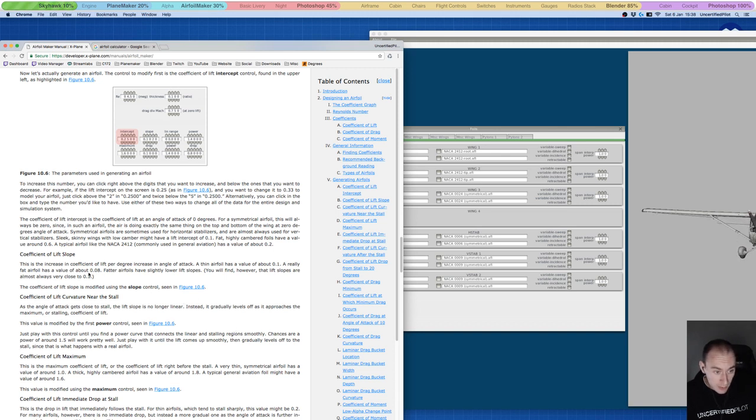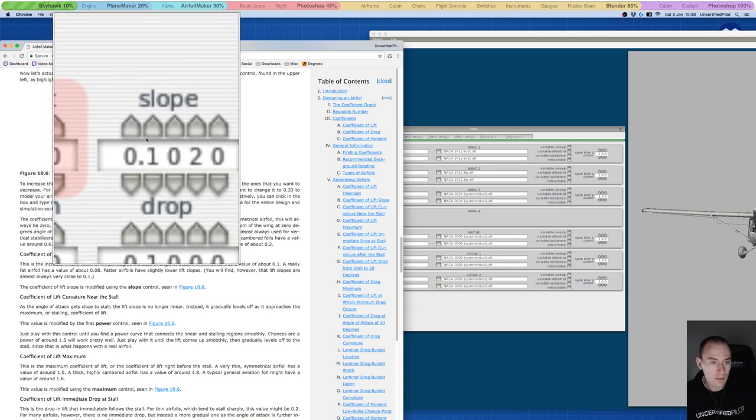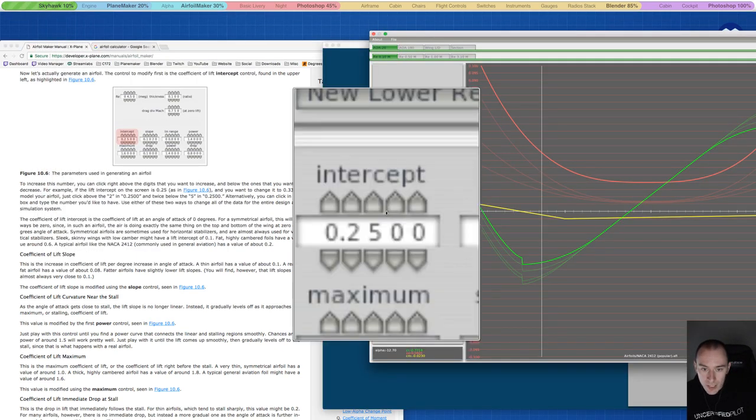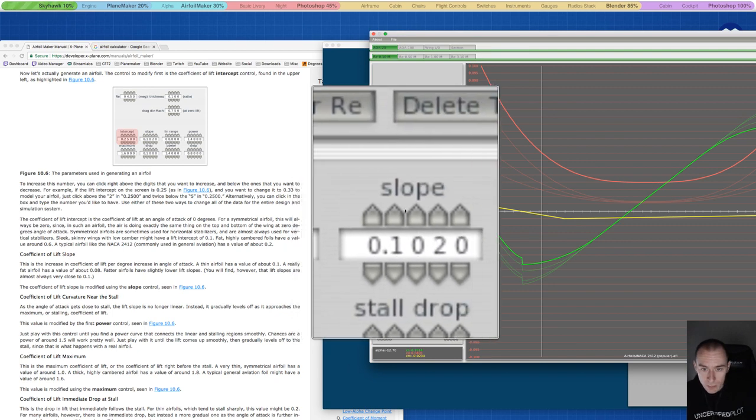A really fat airfoil has a value of, okay, fatter airfoils have slightly lower lift slopes, apparently. You will find, however, that lift slopes are almost always very close. The coefficient of lift is modified using the slope control, figure 10.6. Yeah, so again, all of this stuff is here. Intercept, I already forgot what intercept was, and slope.